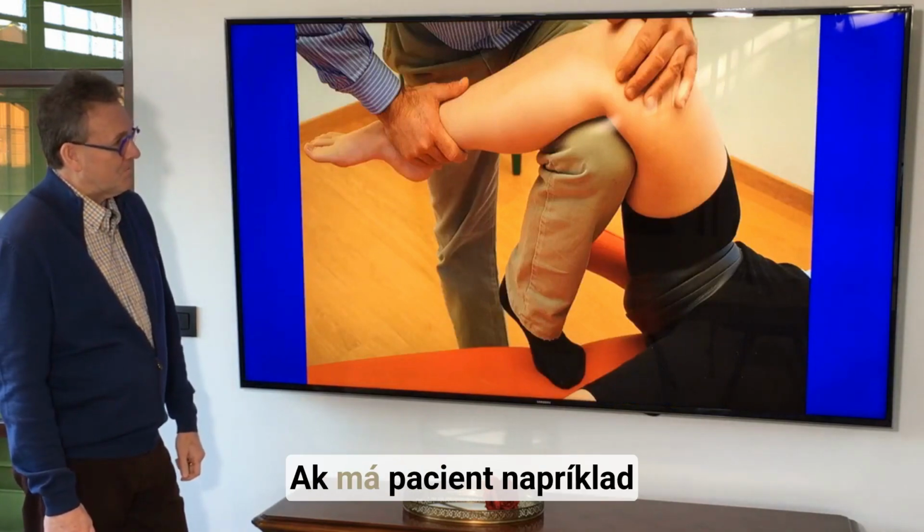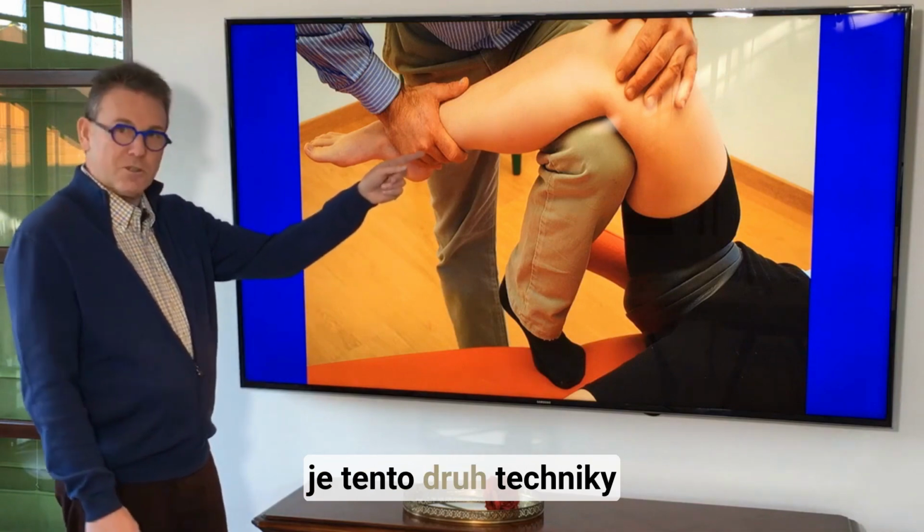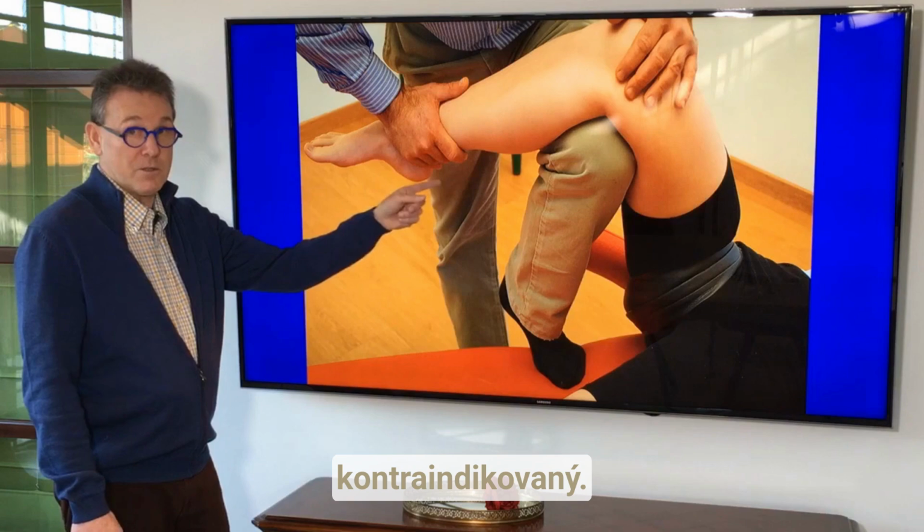For instance, if the patient would have osteoporosis, this kind of technique is contraindicated.